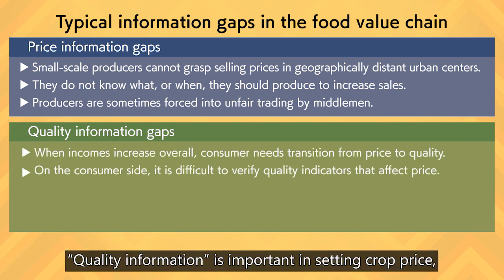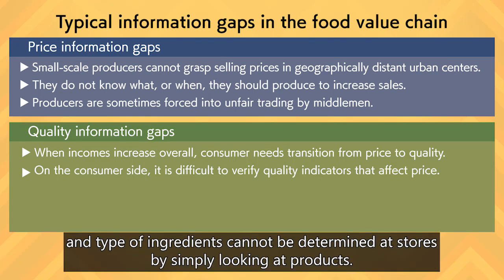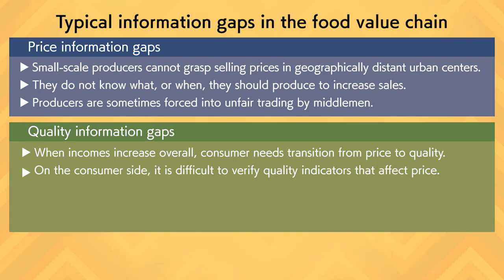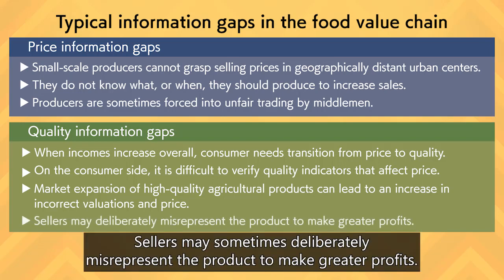Quality information is important in setting crop price, but aspects such as taste, level of residual agrochemicals, level of additives, and type of ingredients cannot be determined at stores by simply looking at products. When unnoticeable evaluation criteria are used, incorrect evaluations can affect price. Sellers may sometimes deliberately misrepresent the product to make greater profits.